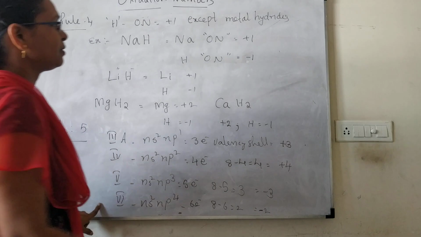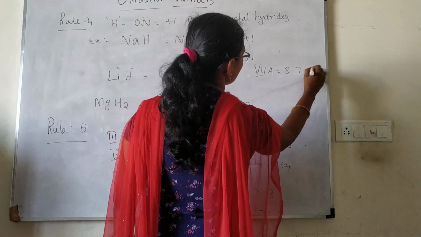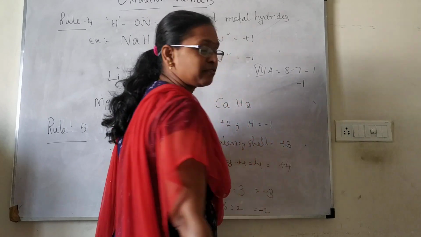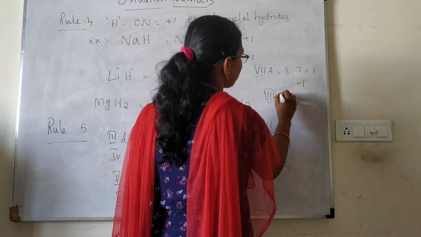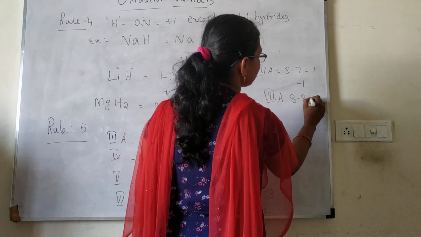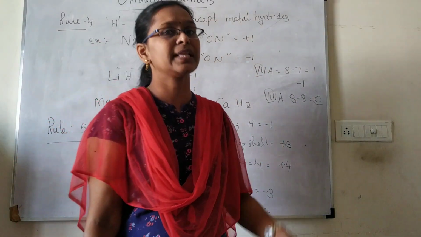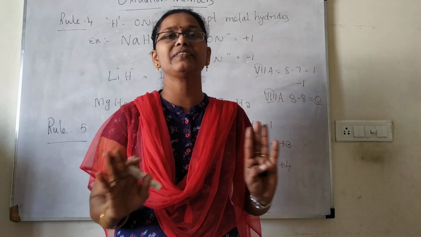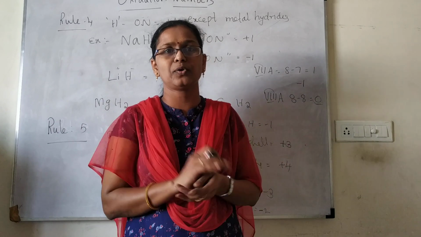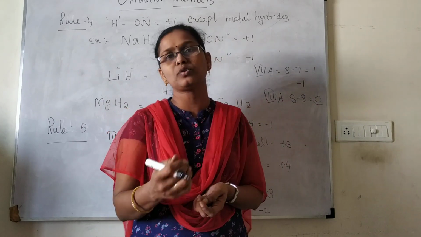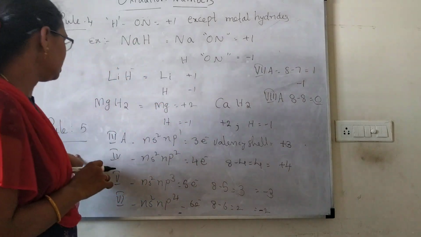Okay. And when it is coming to the 7th A group elements, 8 minus 7 is equal to 1. And they are non-metals: fluorine, chlorine, bromine, iodine. That's why -1. And 8th A group elements, 8 minus 8 is equal to 0 valency. And the oxidation number also 0 because they are noble gases. There is no reactivity in the case of noble gases and they are inert gases. No change about that. They are not ready to form compounds with any other elements. Okay. So this is rule 5.